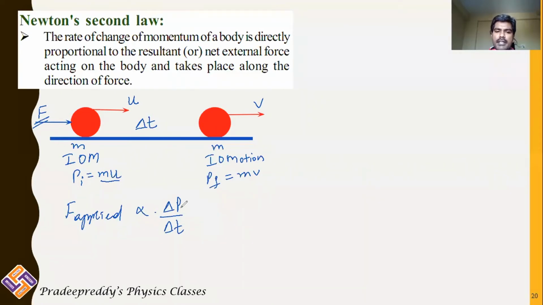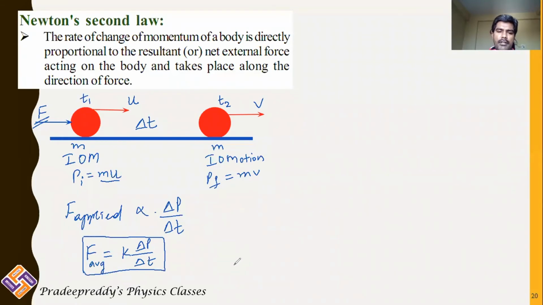Delta p represents change in the momentum and delta t represents the change in the time taken. Like initial time it is t1, final time let me take it as t2. Initial momentum is pi, final momentum is pf. If I remove this proportionality, I should include a constant. So I will be writing it as F is equal to some constant k into delta p divided by delta t. This is average force acting on the particle in order to change its momentum.